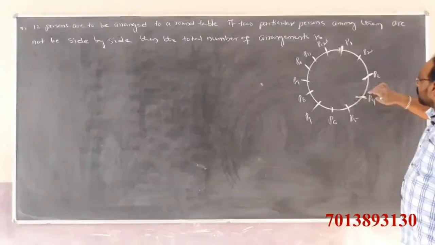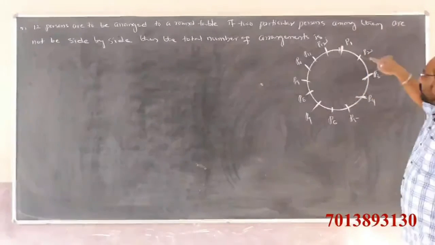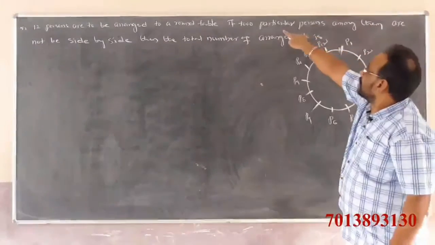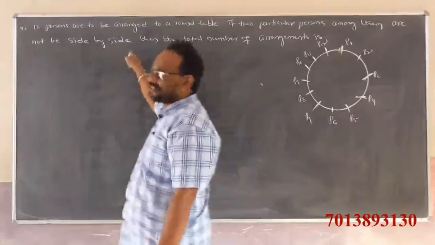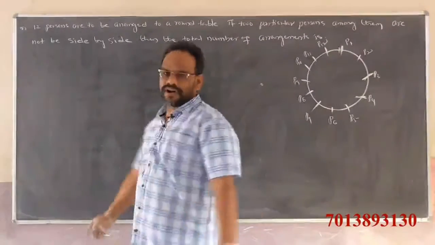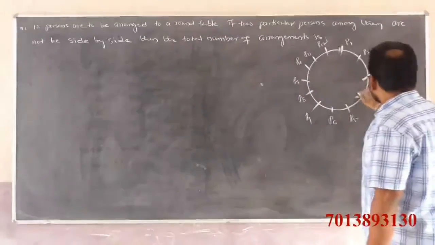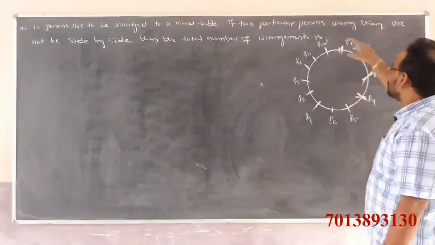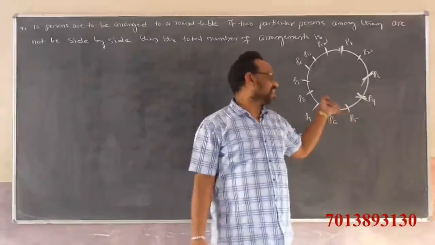that means P4 does not sit here and here. They sit in any other places, but not here and here. That is, no two among them are side by side. If two particular persons among them are not to be side by side, then the total number of arrangements we want. So these two persons are not to sit side by side. So how many ways to find this? How to find this arrangement?